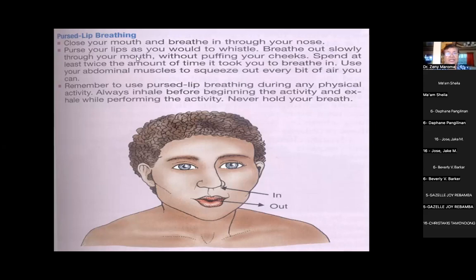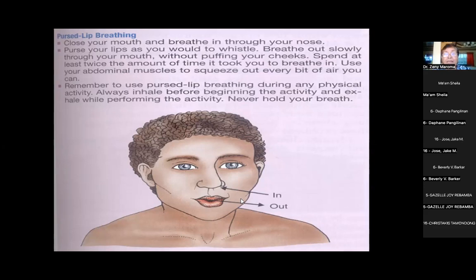Okay, so ito yung tinatawag natin pursed lip breathing. Close your mouth and breathe in through the nose. And then purse your lips as you would do whistling, para ka mag-whistle. Breathe out slowly through the mouth without puffing your cheeks.